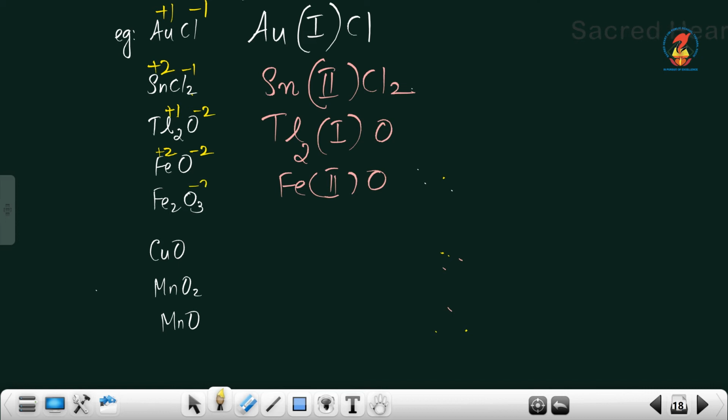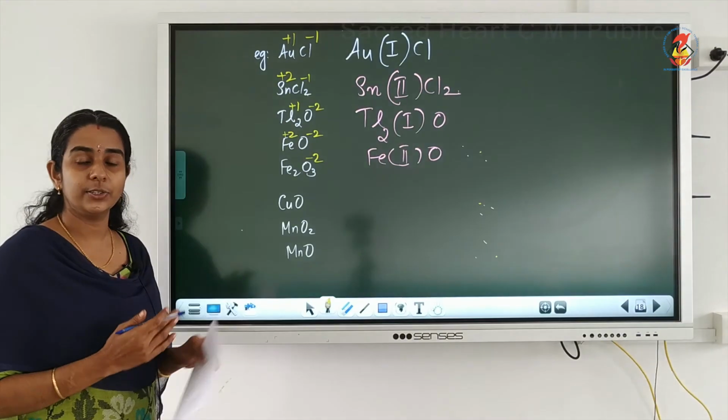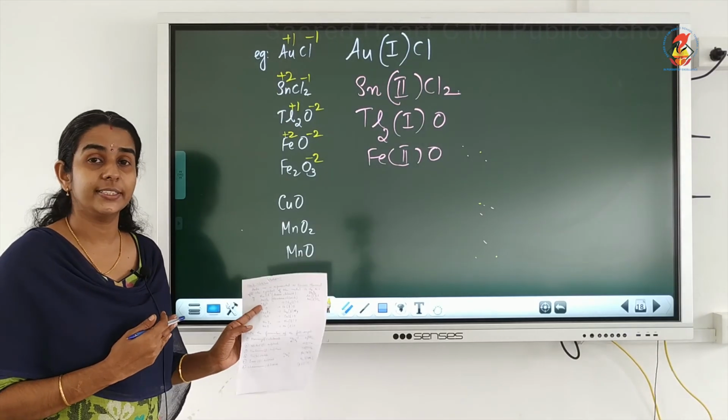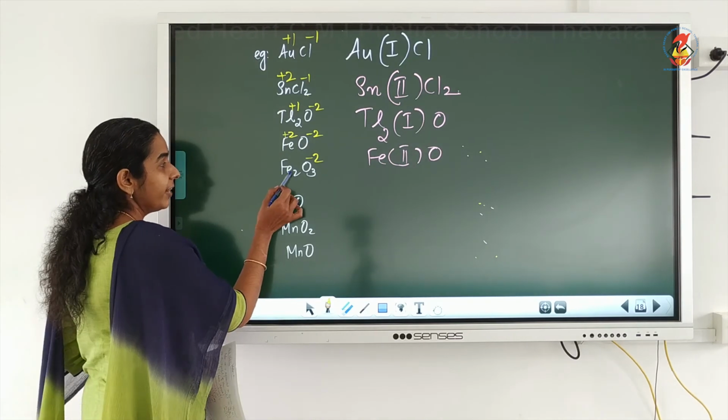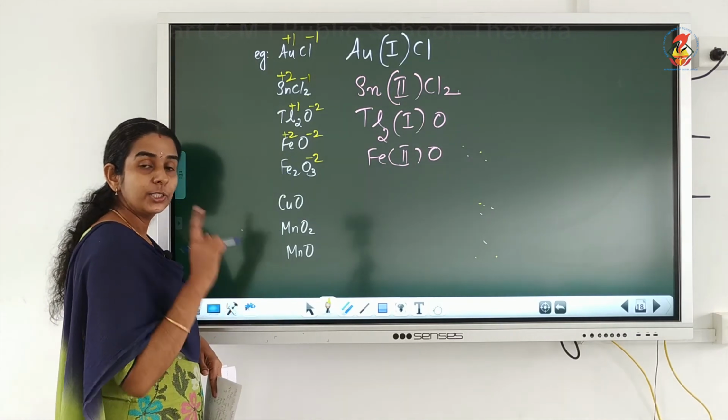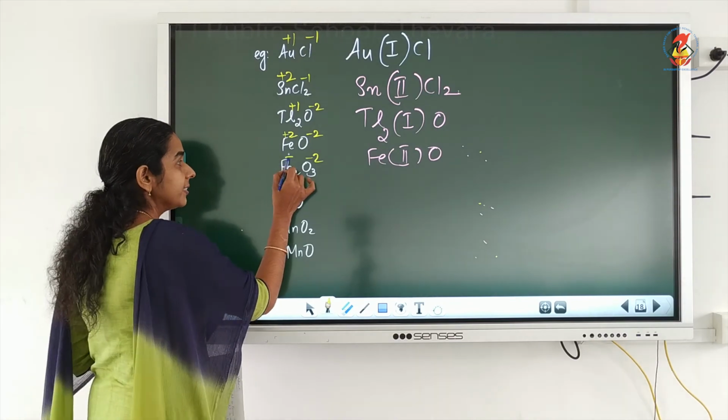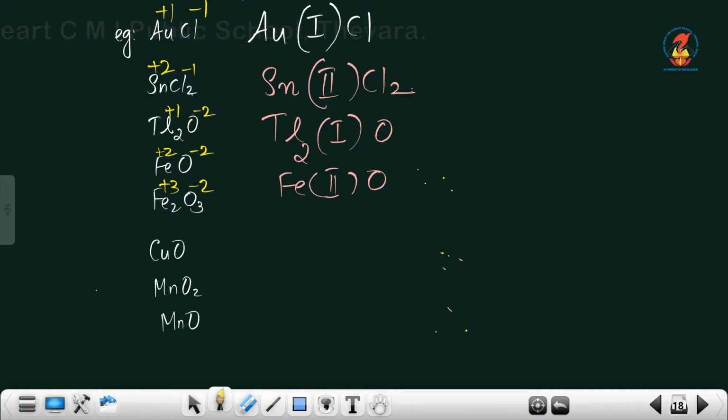Now the next one is Fe2O3. So oxygen is minus 2, minus 2 into 3, minus 6. So here it should be plus 6 on the left hand side. Otherwise it won't become 0. So how will it become plus 6? Here we have 2 iron atoms. So 1 iron it should be plus 3. So plus 3 into 2, plus 6. Minus 2 into 3, minus 6. Plus 6 minus 6 it should be 0. So how can we write it?